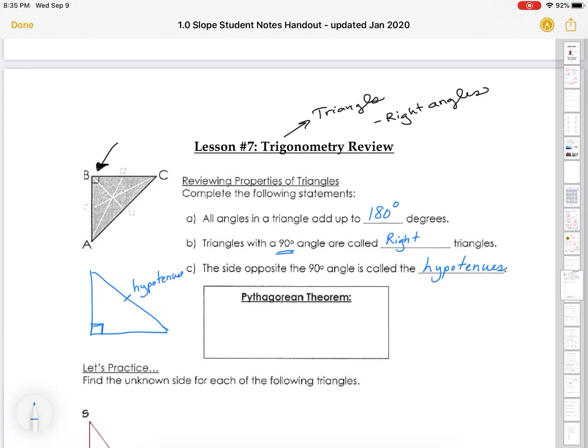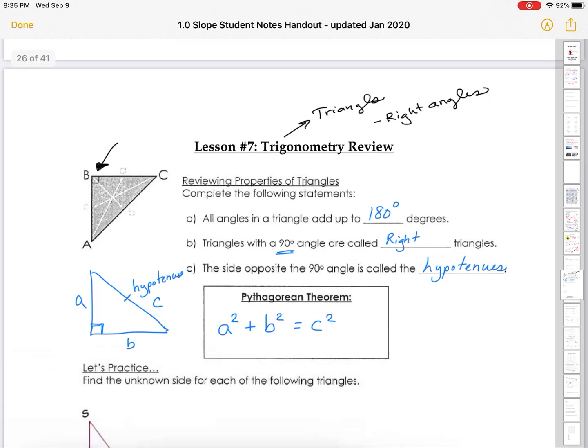Okay, now we're going to review the Pythagorean Theorem. Pythagorean Theorem, we've done it for years. It's what we use to find missing sides. And it's basically a squared plus b squared equals c squared. And c is always the hypotenuse, and a and b can be the other two sides.